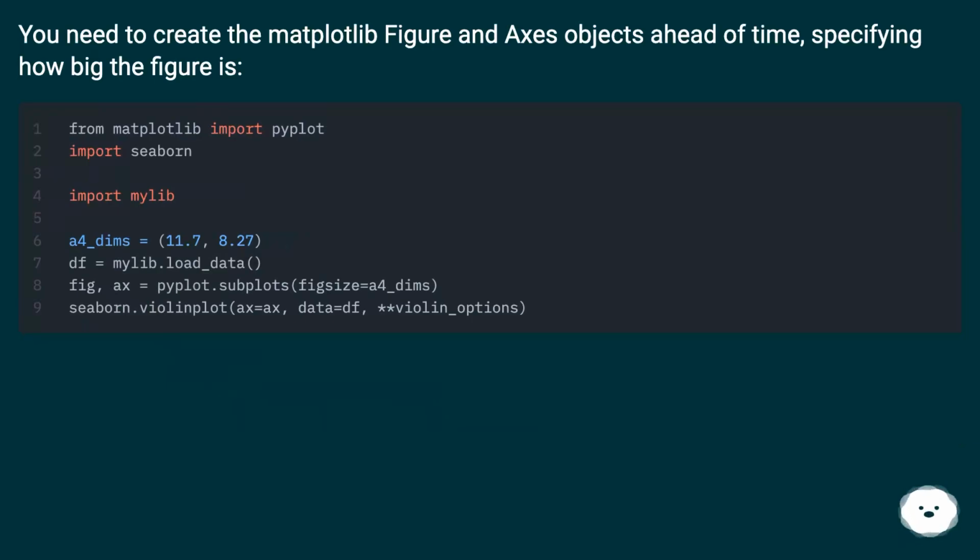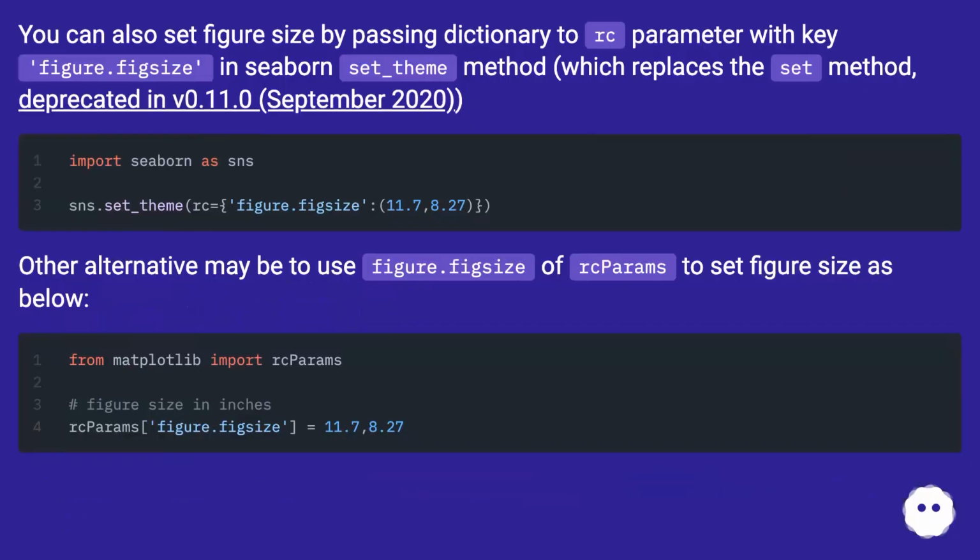You need to create the matplotlib figure and axis objects ahead of time, specifying how big the figure is. You can also set figure size by passing a dictionary to the rc parameter with key figure.figsize in Seaborn's set_theme method, which replaces the set method, deprecated in version 0.11.0, September 2020.